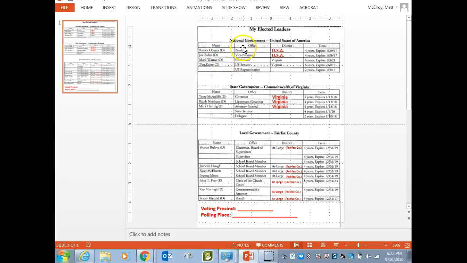Barack Obama is the President of the United States of America. Joe Biden is the Vice President of the United States of America. Please fill in the USA in those two blank spots in your agenda. Look at the next two lines, and you'll see that the information is filled in.